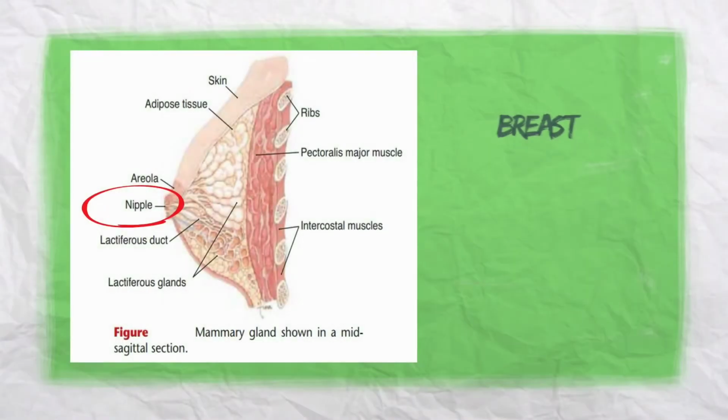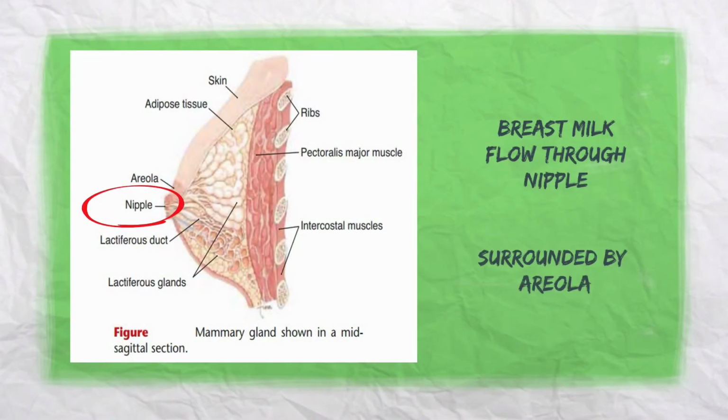The next structure is the nipple. The nipple is the one pigmented projection in each breast. The breast milk will flow through the nipple that is surrounded by a dark pigmented area known as the areola. It appears rough because it contains modified sebaceous glands.